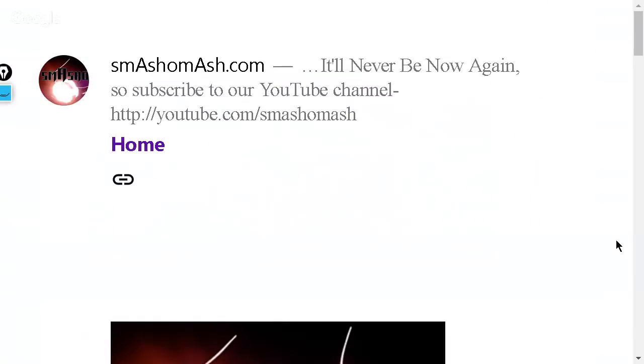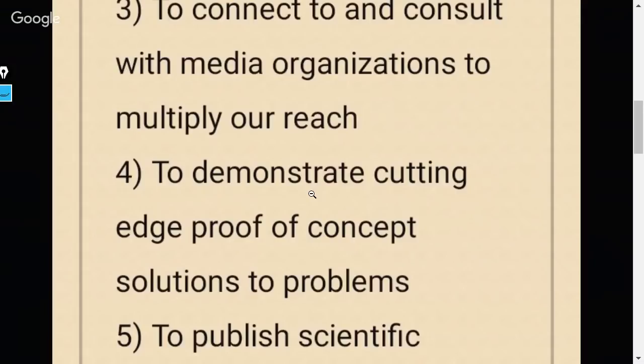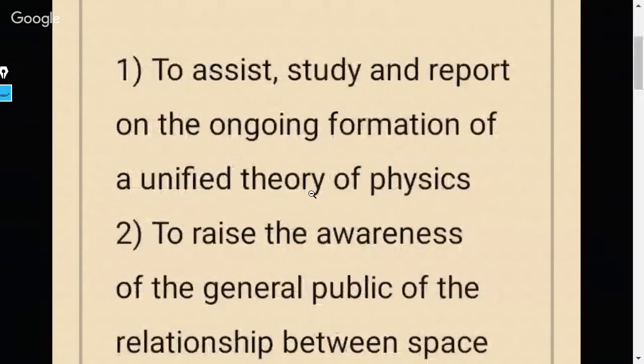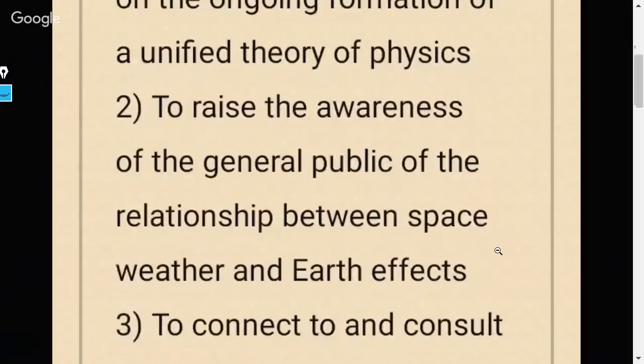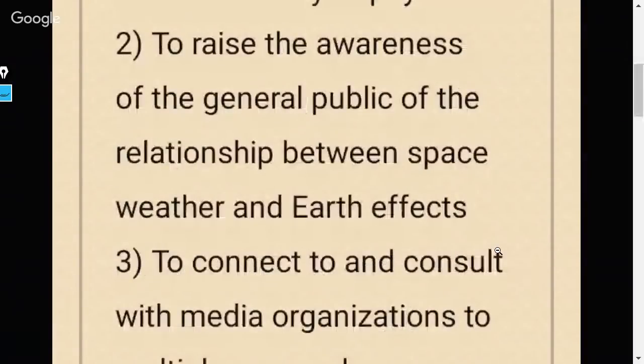Let's talk about smAsho and the mission, which is to assist, study, and report on the ongoing formation of a unified theory of physics. It's kind of important. I've been concerned with it since the 90s. Also, to raise the awareness of the general public of the relationship between space weather and Earth effects.